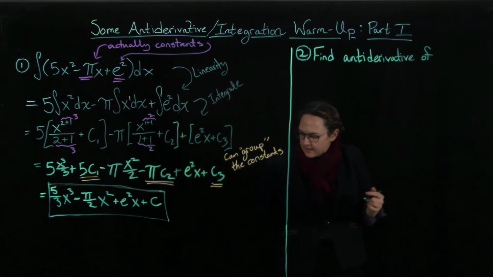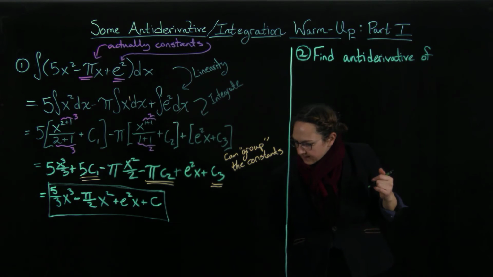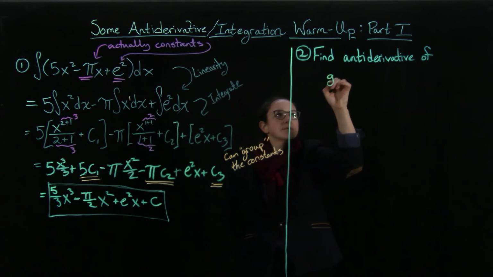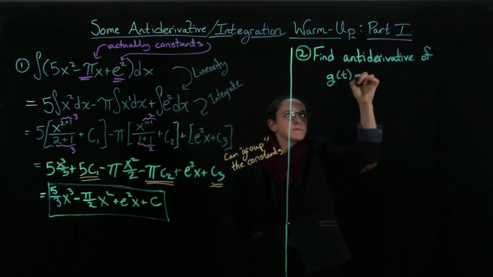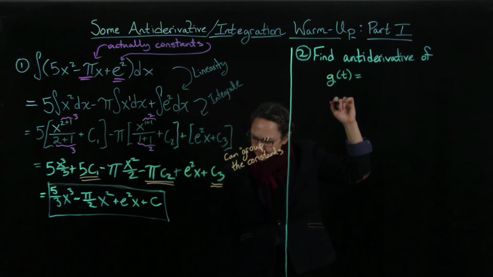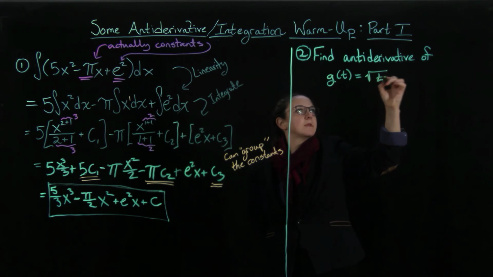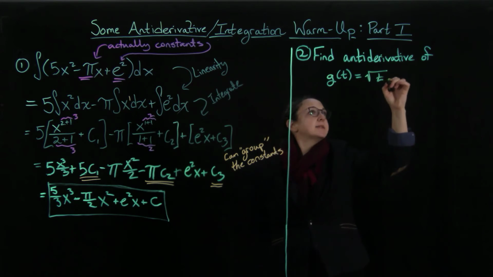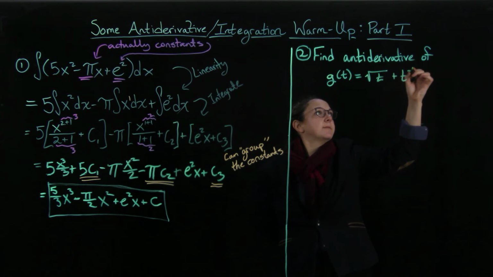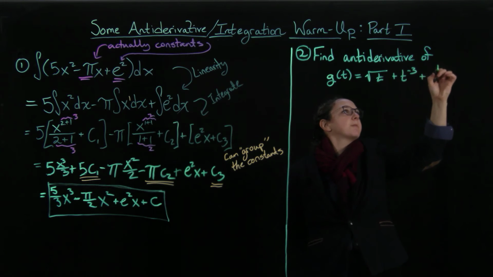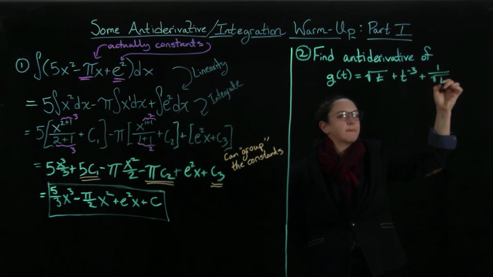of, and then I want to do g of t equals the square root of t, and then I have plus t to the minus 3. And then the last thing I have there is plus 1 over the square root of t.